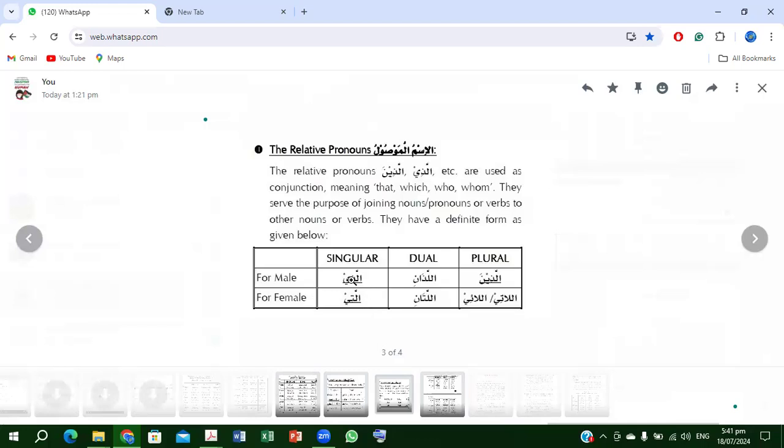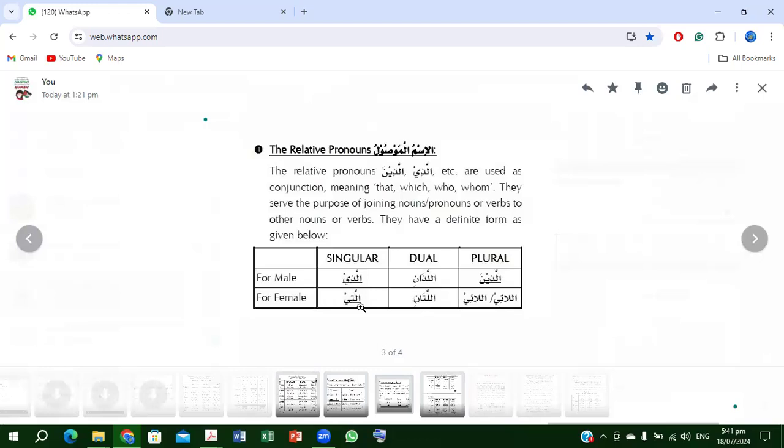So alladhi, alladani, alladina, allati for female. If it is a female teacher, it will be allati, allatani, allai, or allati. Again, the underlined ones are used more often in Quran. Alladhi, allati, or alladina. These are most often used. Alladani and allatani are very, very rare. Mostly not used. I mean, probably not used, right?